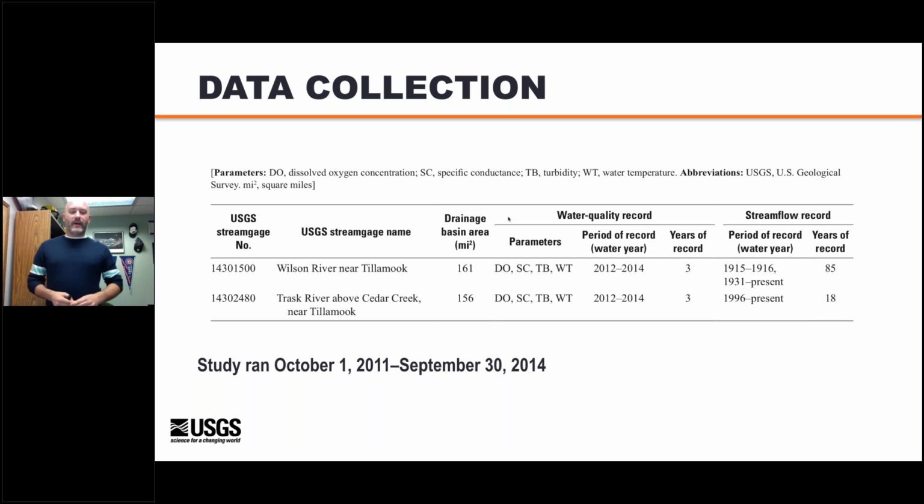So when we set out our monitors, we had the two sites, both looking at dissolved oxygen, specific conductance, turbidity, and water temperature. We had it set up for a three-year period. Both locations have stream flow information that, in the case of the Wilson, dates back to the early century, around 1915, but the Trask River is much newer and dates back to 1996.